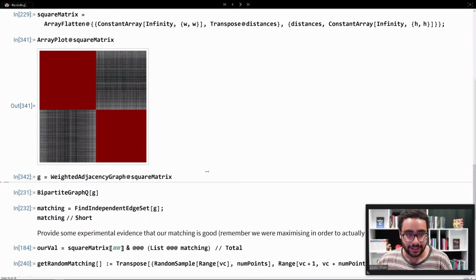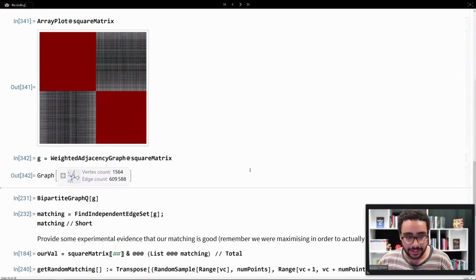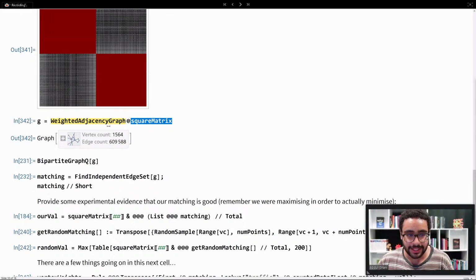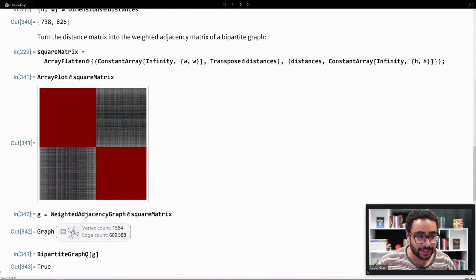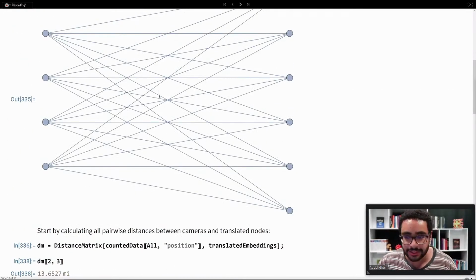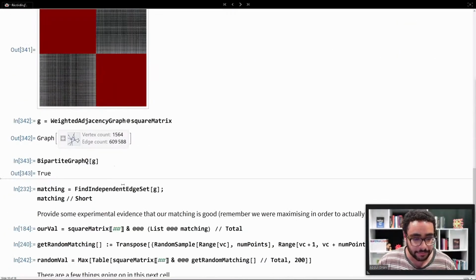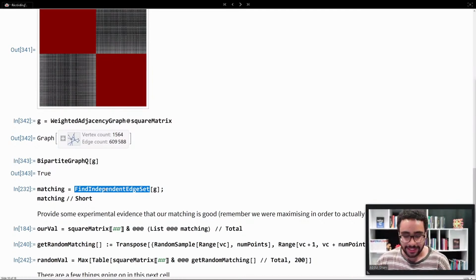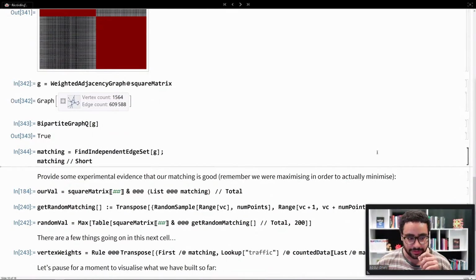Okay, so we have this adjacency matrix, and then we create a weighted graph, which has some number of edges. Just to check that we didn't do something wrong, we can ask if it's bipartite, if it looks like this, because that's what we wanted, and it says true, so that's a good sign. And then if we want our matching, we can just say find independent edge set, and that'll give us a matching. That'll run for a bit and give us a matching.